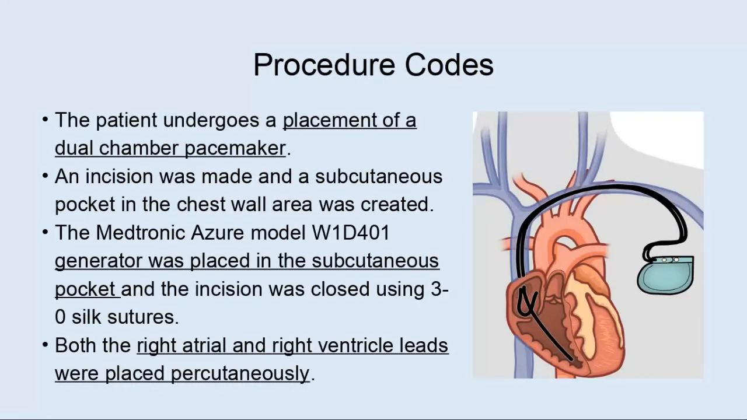So let's move on to the procedures. Here is the statement in the operative report for the procedures. Patient undergoes placement of a dual chamber pacemaker, generator placed in the subcutaneous pocket, and right atrial and right ventricle leads were placed percutaneously. And all this other stuff is important for documentation by the physician, but not for selecting a code.